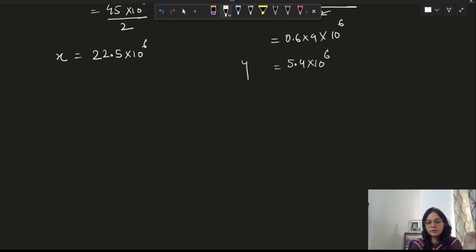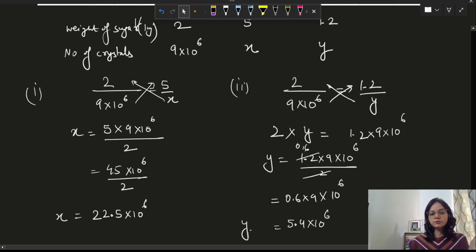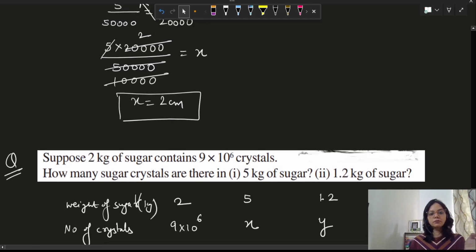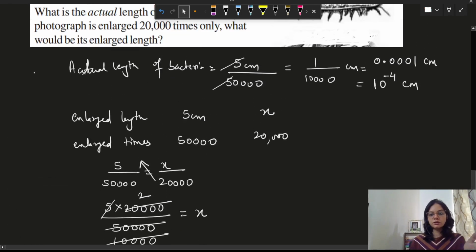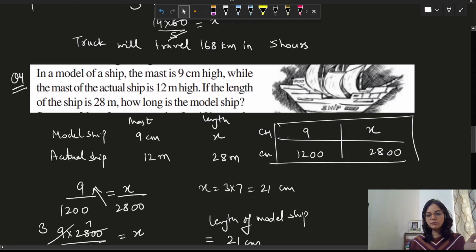I hope that's clear. We calculated both the parts. Okay, students? I hope all the questions are clear. Please pause the video in between and solve all these questions, because these questions are all from the NCERT textbook only. So practice them and then you will be able to understand the topic very well. In the next video I'll come up with more questions and also we'll do inverse proportion.